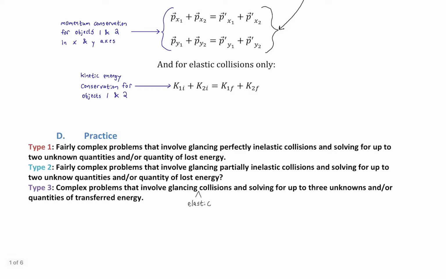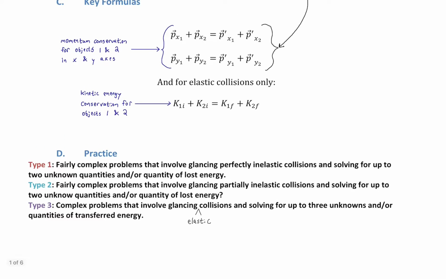There's three types of problems. We have glancing collisions that are perfectly inelastic, glancing collisions that are partially inelastic, and then the most complex, glancing collisions that are elastic. And I'm sorry, I left the word elastic out. I was just typing this up, and it's very important, but I left it out. So type 3 are complex problems that involve glancing elastic collisions. And it is always interesting that elastic is inherently the most complex. But of course it is, because it's the only one that would have three equations to start with.